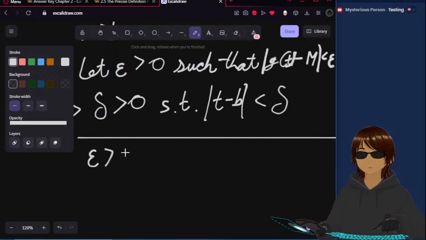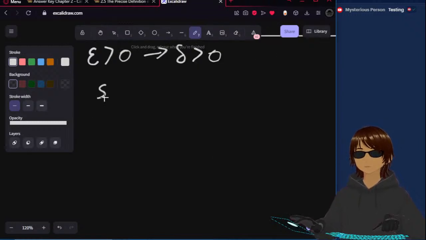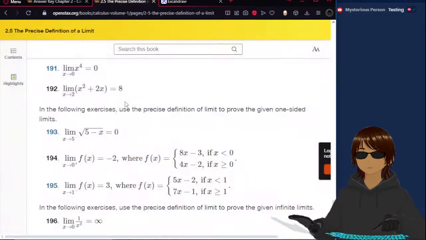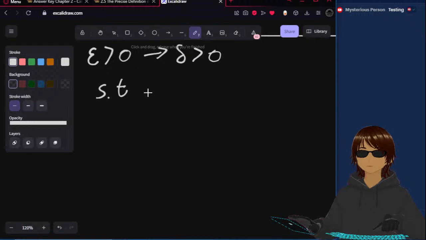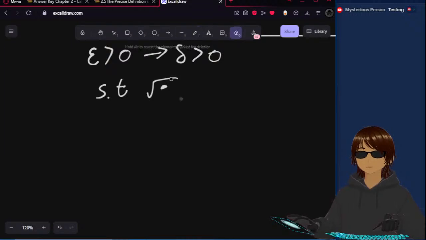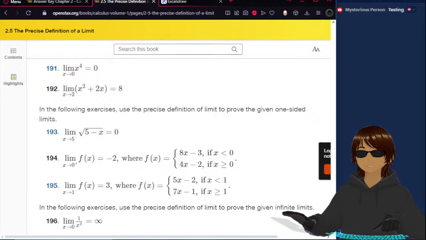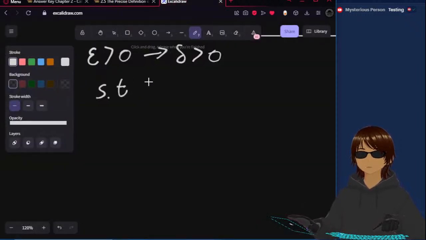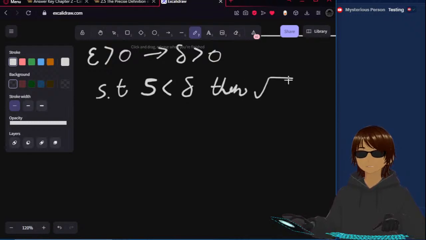If epsilon exists, then delta exists such that if 5 minus x is less than delta, then the root of 5 minus x will be less than epsilon.